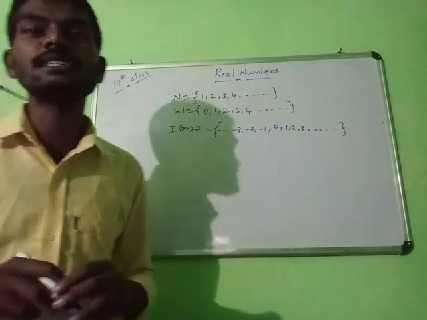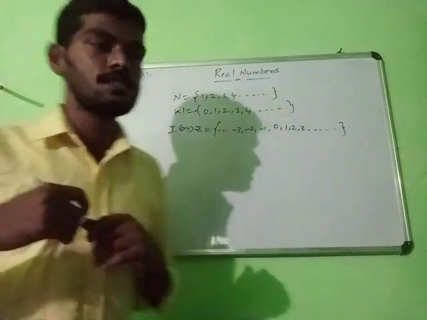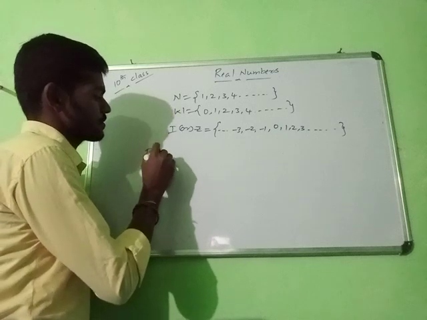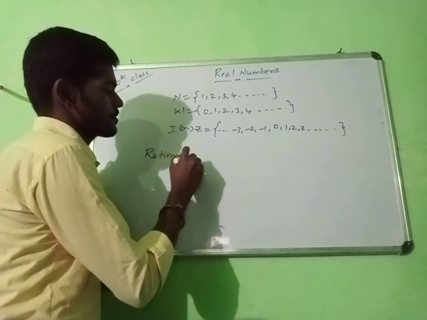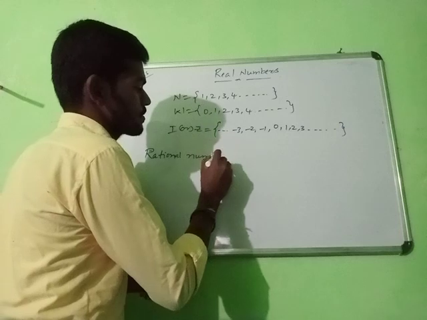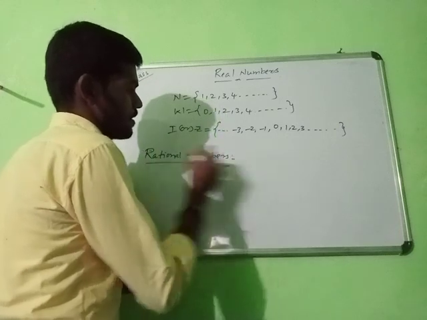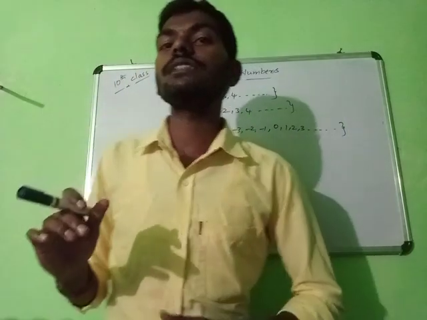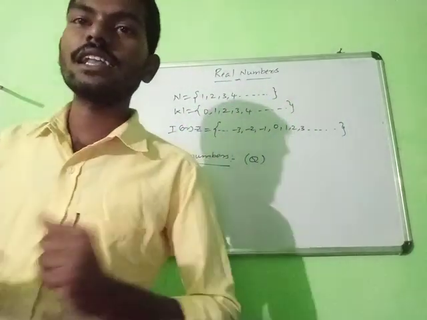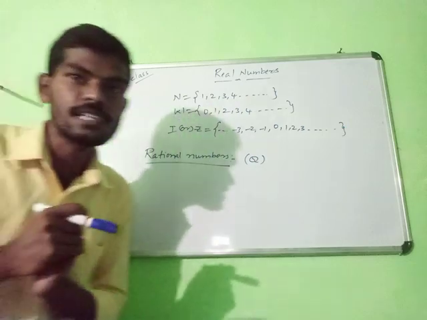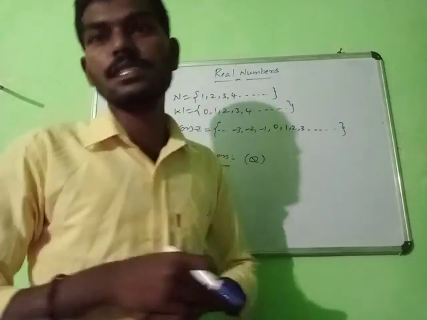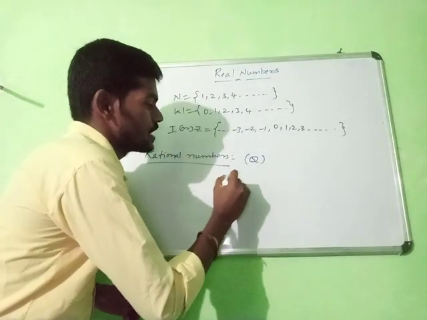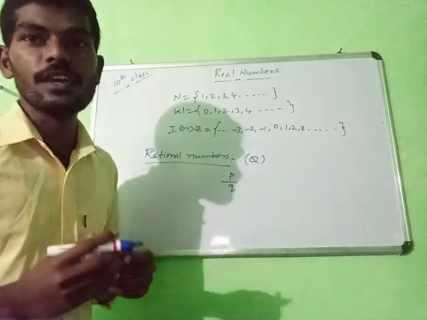Then next, what are rational numbers? Rational numbers are denoted by the capital letter Q. Now, what are rational numbers? The numbers which are written in the form of P by Q.